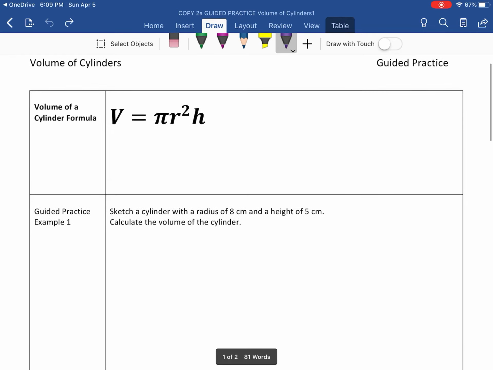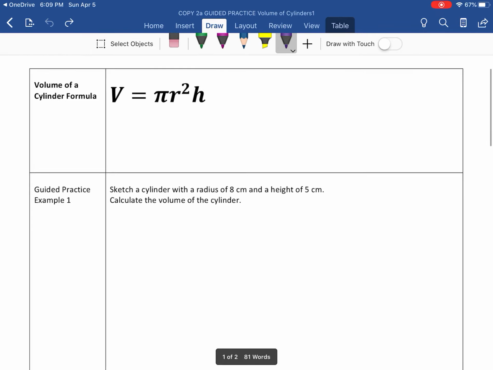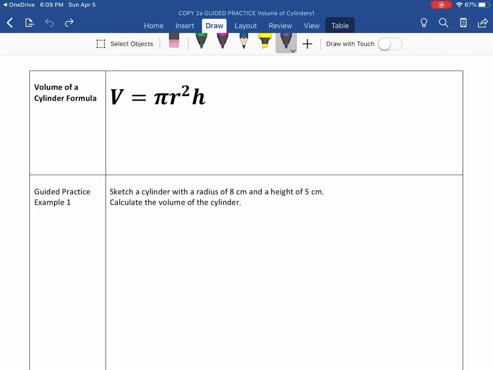All right, let's start this out. Day 2, guided practice. Volume of a cylinder. Again, volume equals pi r squared h. That means this pi r squared, that is the circle. That's how you find the area of the circle. And then you take that times the height, and that will give you the volume of a cylinder. So the base area of a cylinder is a circle.